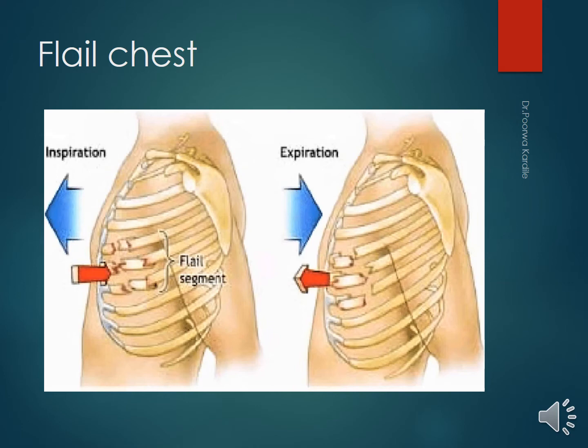And if the fractures occur on either side of the sternum, it may also flail, and in either case the stability of the chest wall is lost and the flail segment is sucked in during inspiration and it is driven out during expiration, so it produces paradoxical and ineffective respiratory movement.